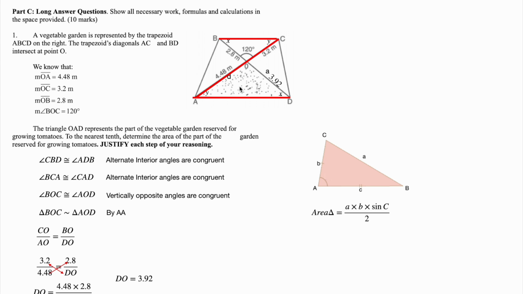We're after the area of this. We know angle O. We're going to replace the C with angle O. The side opposite O would be this. The other two sides would be A and D. The area of the triangle is going to be side A times side D, this side times that side, times the sine of 120 divided by 2. 3.92 times 4.48 times sine of 120 divided by 2. That gives us 7.6 meters squared.